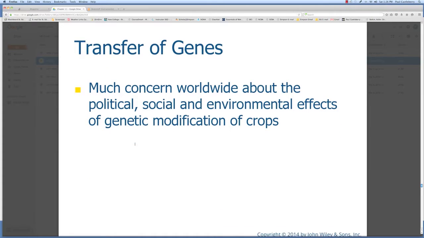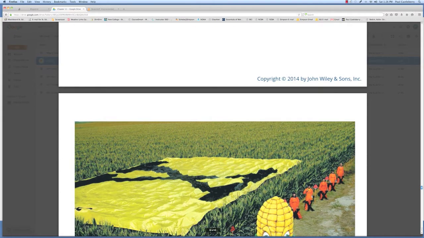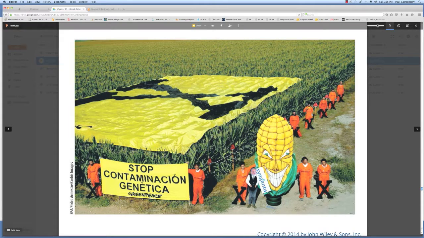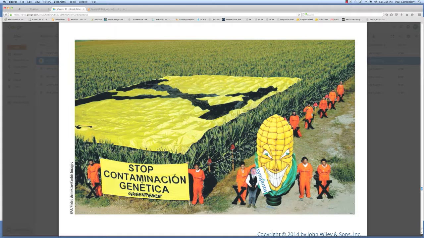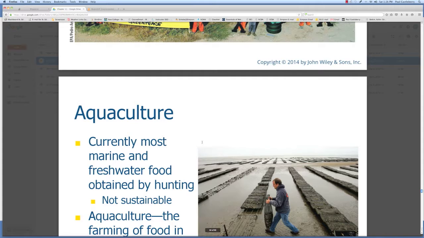And it crosses the different areas of political, social, and environmental effects. We mainly talk about it in terms of environmental effects, but there are a lot of issues that people have with it. Here's an example of one. It says basically, stop genetic contamination. So this particular crop here of corn is genetically modified corn, and so we have protests about that. Whichever side you fall on in terms of GMOs, there are both positives and negatives. We have to be careful, though, how we approach these types of things.